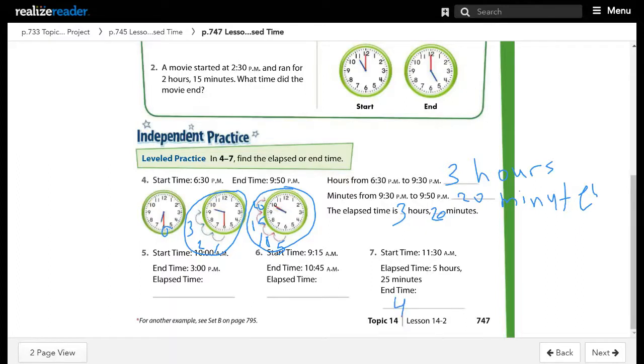Let's see the minutes now. 25 minutes. So 30 plus 25, it will be 55. Is it going to be AM or PM? So now the clock is 4:55 in the afternoon. So it is PM. Moving to the next page.